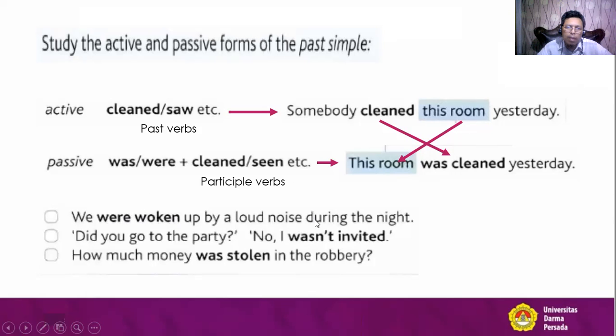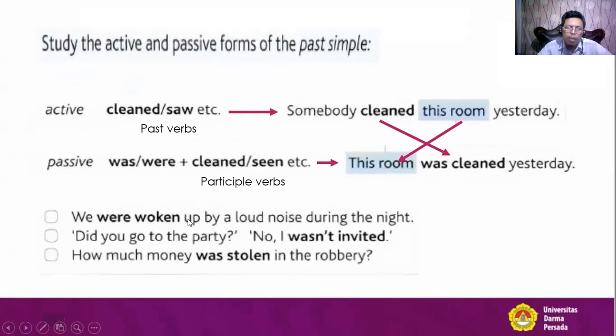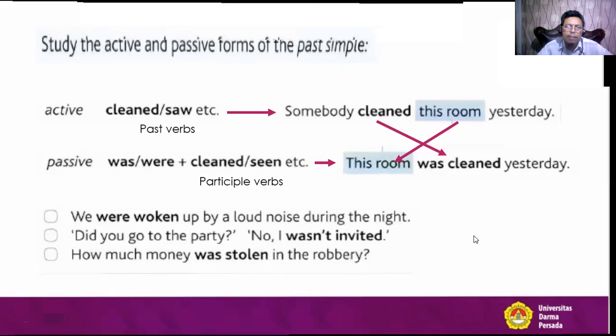We were woken up by a loud noise during the night. So the combination of were and then participle. Did you go to the party? No, I wasn't invited. The combination of wasn't or was and then invited. How much money was stolen in the robbery? The combination of was and then stolen. The combination of to be plus participle verb. Okay.